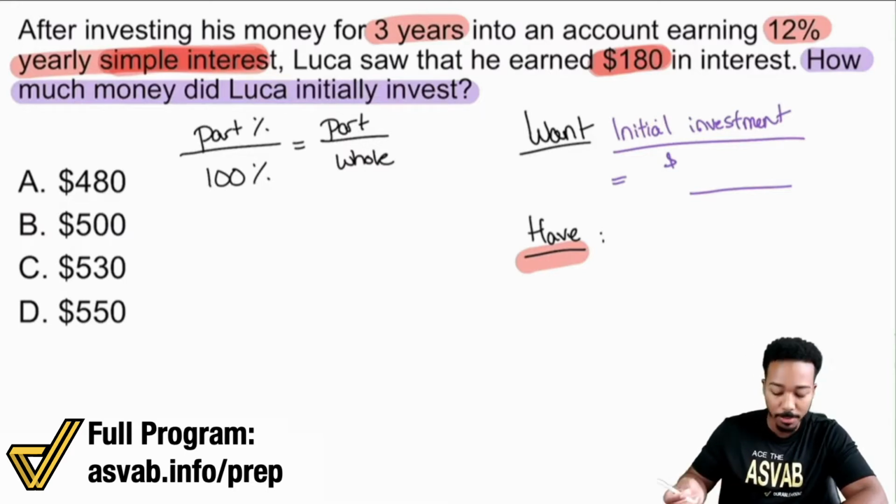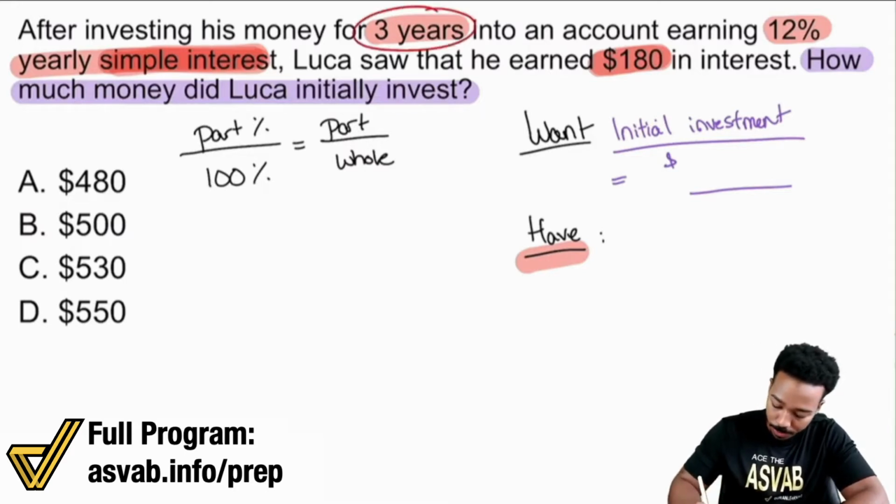First, I'm going to write down my given information. So we see 3 years. Okay, cool. Then we see 12% yearly interest, and that's simple interest. Again, simple interest.